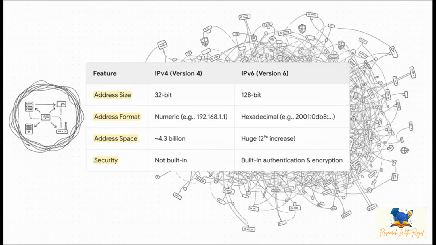Now, these addresses have a bit of a history. We started with a system called IPv4, which gave us about 4.3 billion addresses. Seemed like a lot at the time, right? Well, spoiler alert, it wasn't nearly enough. That's why we had to invent IPv6. It's way bigger, it's more efficient, and it has security built right in from the ground up.